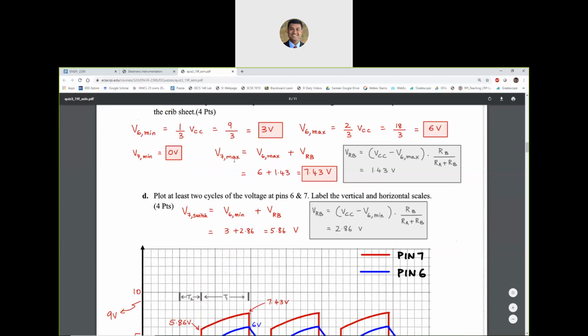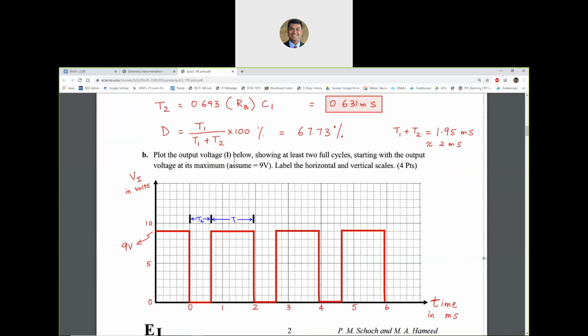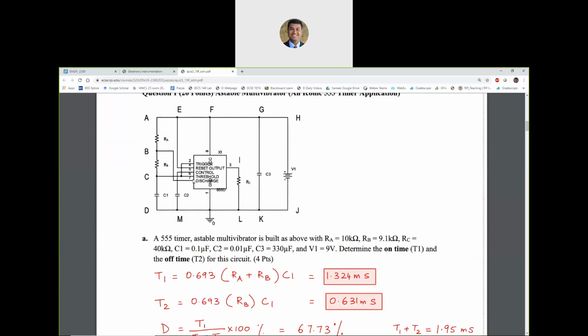But V7 max needs some thought. So let's try to look at this. I want to look at this pin, the discharge pin, that's the bottommost line here, which is essentially the voltage across RB plus the voltage across C1. So V7, the voltage at point 7, is the sum of the voltage across RB and the voltage across C1. By summing up those two voltages, I can get the voltage at pin 7. However, I'm interested in the maximum voltage at pin 7. So what can I do?